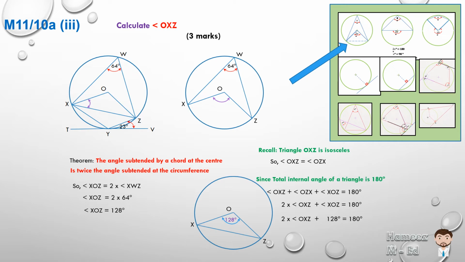is equal to 180 degrees. And if we want to find OXZ, we can carry the 128 across, it will subtract. So we'll get 180 minus 128. So 2 times X will give us 52. So if we want X, or angle OXZ, it'll be 52 divided by 2, which is 26 degrees. And as such, we've completed the question.